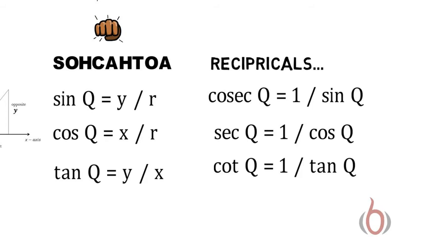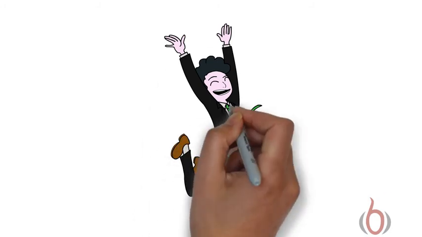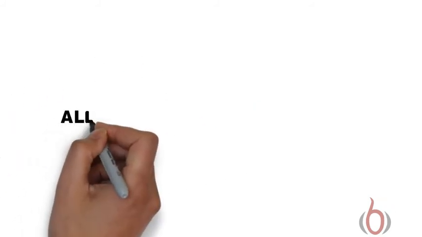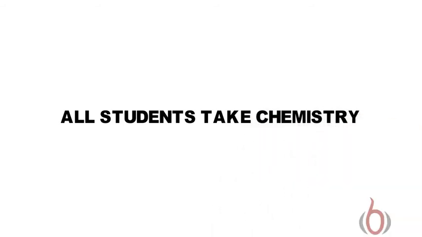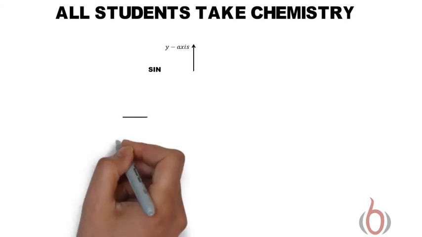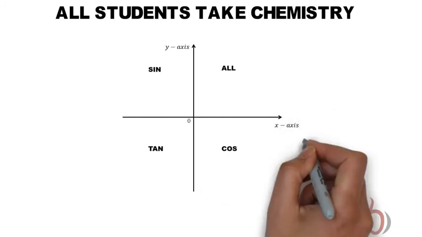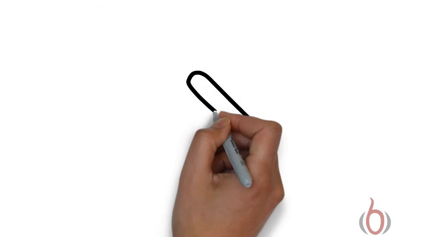After having understood the trig ratios, you need to understand their signs in different quadrants. This brings us to another short word trick: All Students Take Chemistry. All is for the first quadrant, meaning all trig ratios are positive in the first quadrant. Students is for sine, meaning only sine is positive in the second quadrant. Take stands for tan, meaning only tan is positive in the third quadrant. And Chemistry stands for cos, meaning only cos is positive in the fourth quadrant.